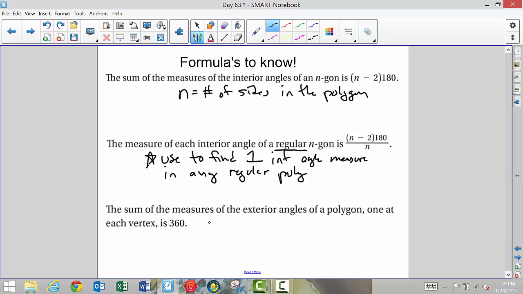And then the sum of the measures of the exterior angles of a polygon is 360. So basically, all exterior angles will equal 360. It doesn't matter what type of polygon. And we're going to do some example problems using all 3 formulas.